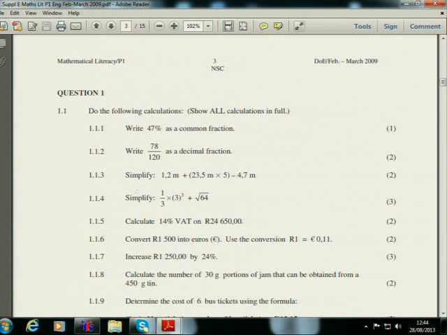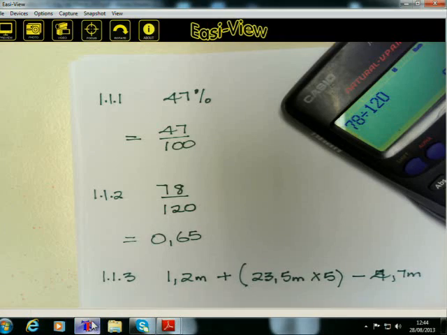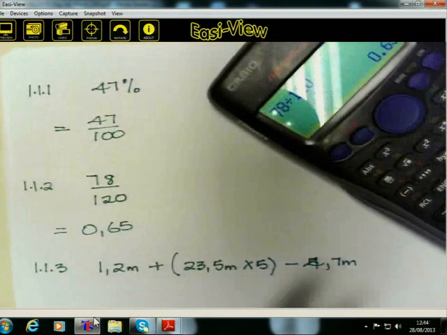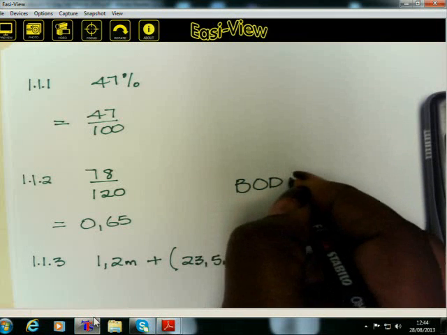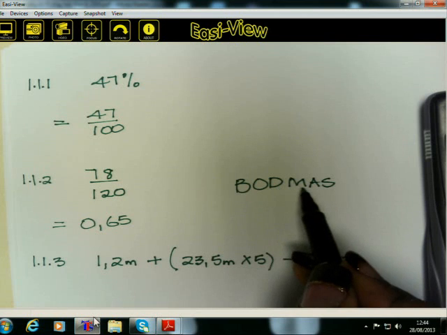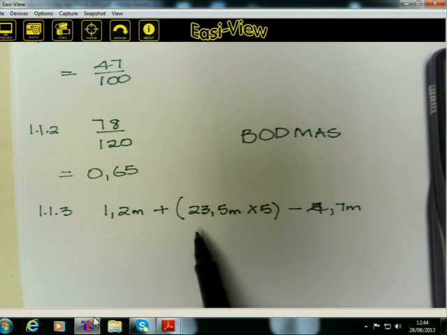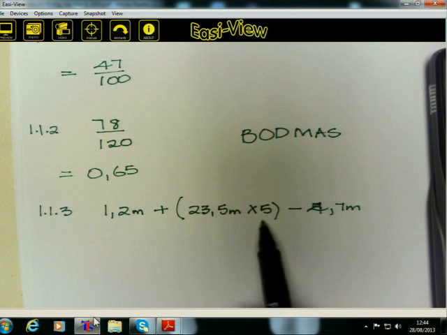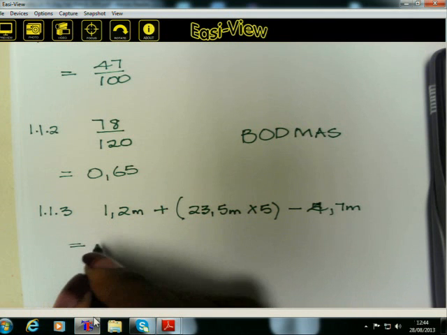In this question, learners, we have to follow the BODMAS rule. The BODMAS rule says we must first remove the brackets. And when you remove the brackets, you'll have to divide, multiply, add, or subtract. I always advise my learners that before they can remove the brackets, they must first solve what is inside the bracket. So I'll also advise you to do the same.